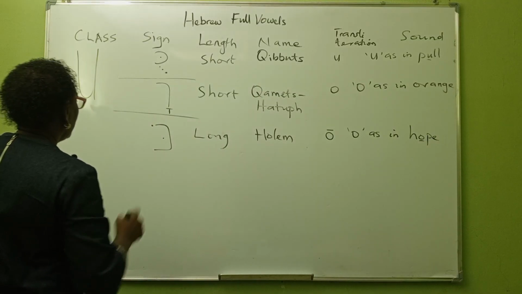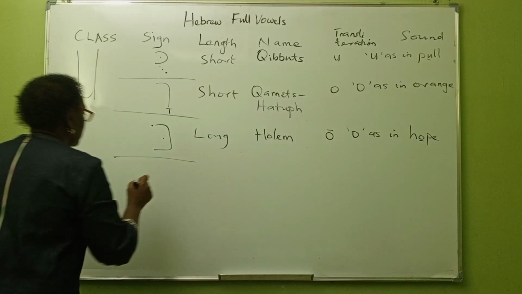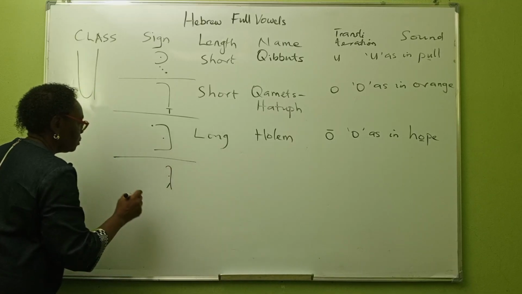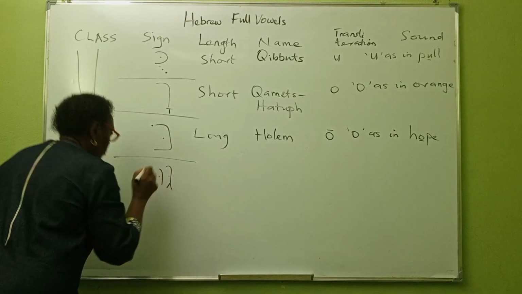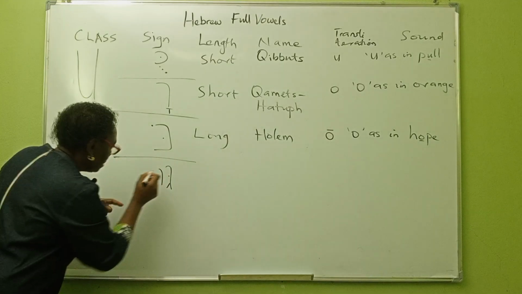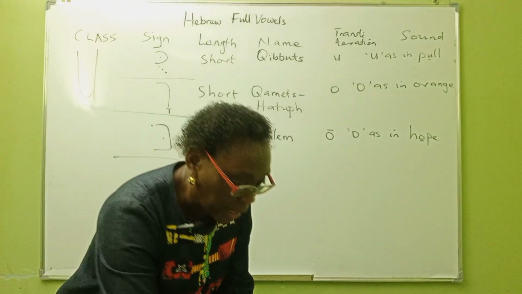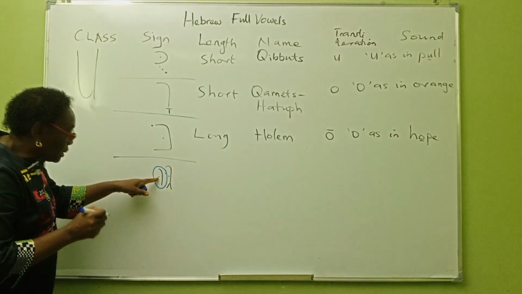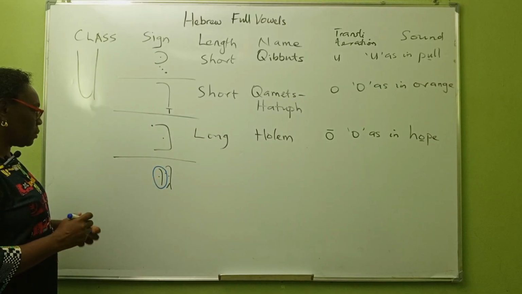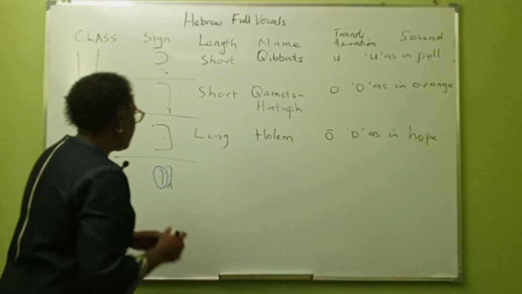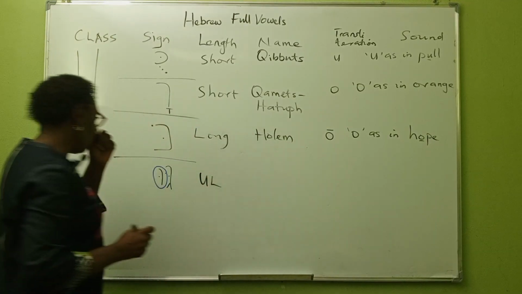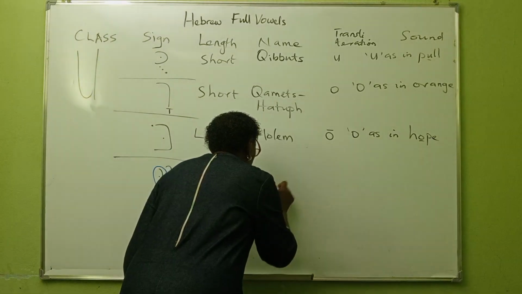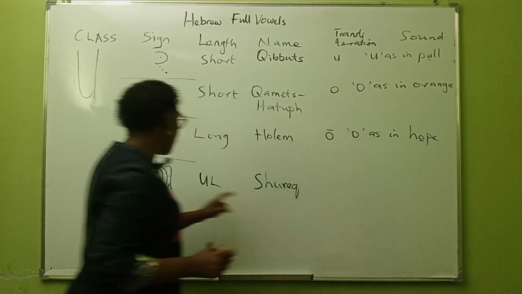Right. Then we have another sign. Let me use gimel for that. This is a vowel. Let me just circle it so that you identify it. Don't be confused. This is the vowel itself. It is unchangeably long. So we'll just put UL, unchangeably long. What's its name? It's called shureq. That's its name.